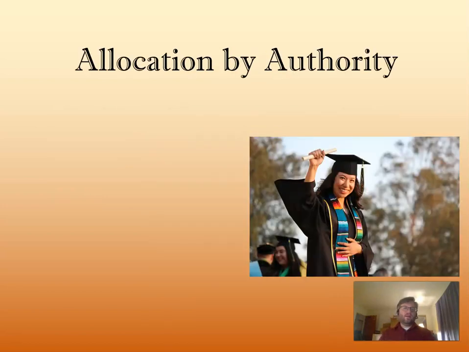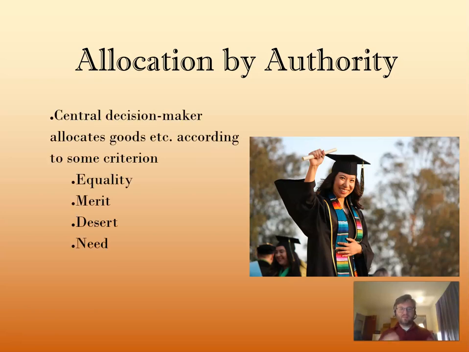Okay, so then the next one that I want to talk about is allocation by authority. In this case, you have a central decision maker who's going to allocate the goods or the services or whatever else our scarce thing is that we're managing. Our central decision maker is going to allocate this according to some sort of criterion that they have decided is the right criterion to use to decide who gets how much of what.